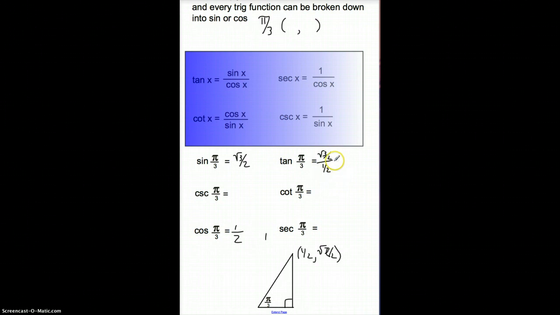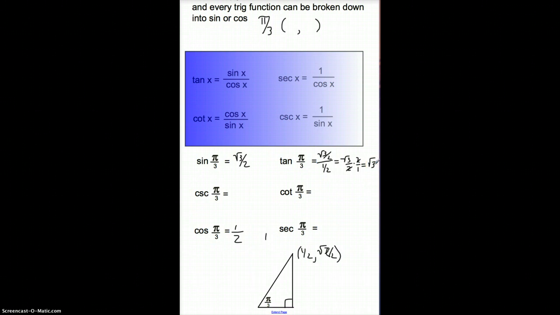And cosine was 1/2. And then how do you divide a fraction by a fraction? You multiply by the reciprocal. So we're going to go square root of 3 over 2 times the reciprocal of 1/2, which is 2 over 1. Multiply straight across or cross cancel, and your answer is square root of 3. So tangent of pi over 3 is square root of 3.